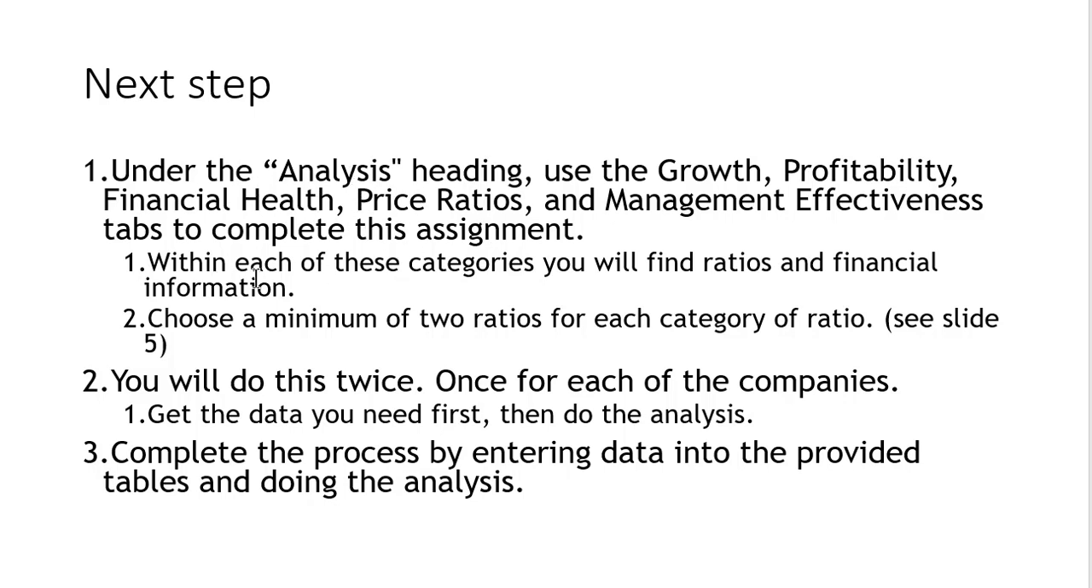You go to the analysis and find these categories. I would like you to choose a minimum of 2 ratios for each category of ratio. Again, you'll see this in an upcoming slide. You're going to do this twice, once for each of the companies. You'll get the data first, put it into the tables that I'm going to provide for you, and then you're going to do your analysis based on the information you show in that table.